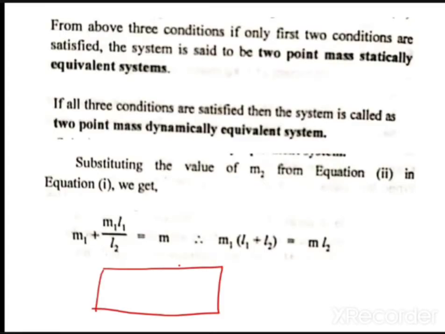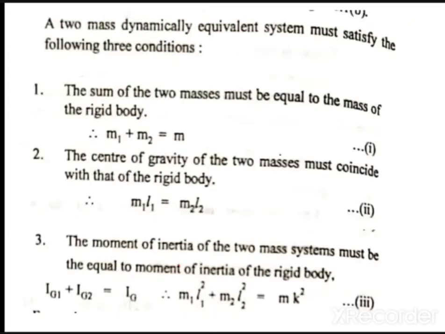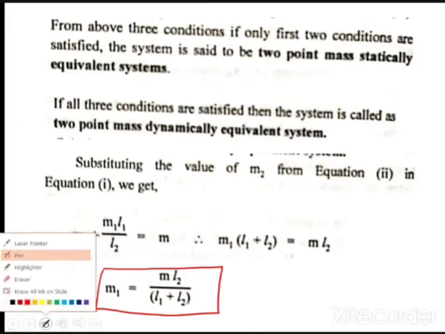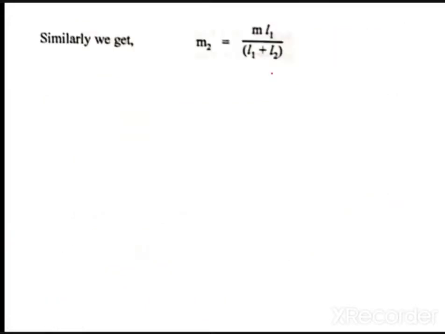Similarly, let us consider equations 1 and 2. From this, what will be the value of m1? m1 is equal to m2 l2 upon l1, and put this m1 in equation 1. Basically I have to put m1 once and m2 once, and then find the relation between the two. Similarly, I will get m2 is equal to m l1 upon l1 plus l2. You can see that the denominator is common in both cases. Is it okay?